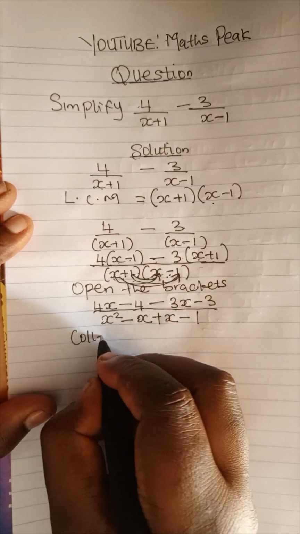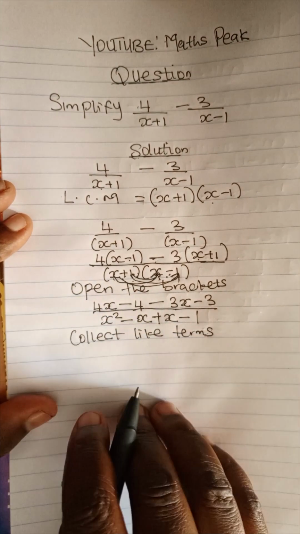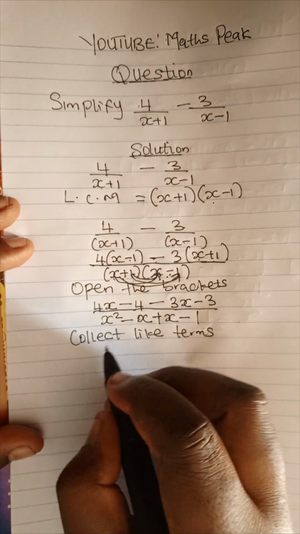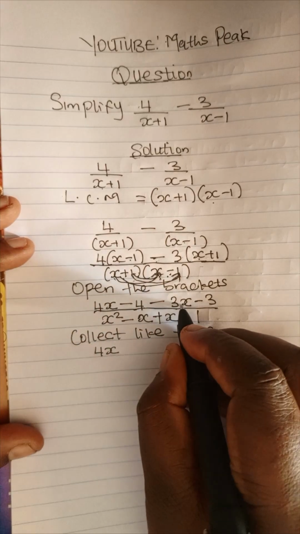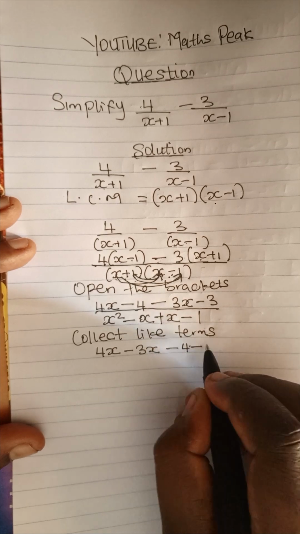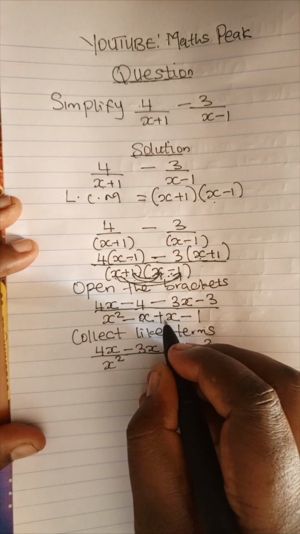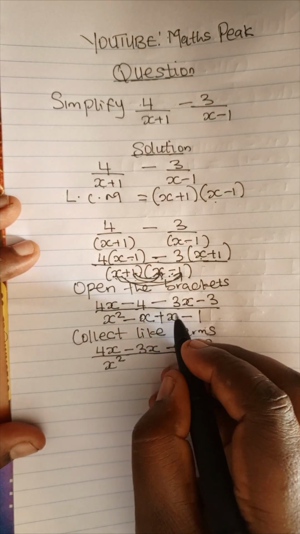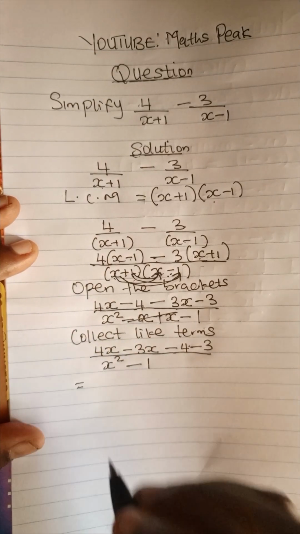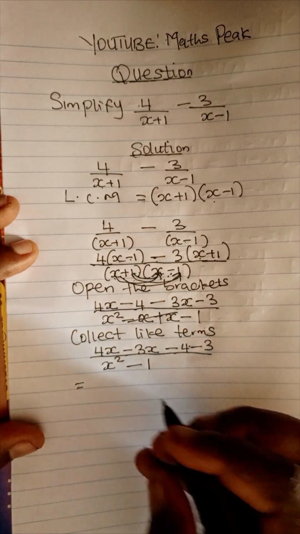Now we can collect like terms. We are not crossing any equal sign, so the signs remain the same. So we have 4x, we have 3x here, so minus 3x, minus 4 minus 3 over x squared. Now minus x plus x, same thing as saying minus 1 plus 1, you cancel, so minus 1. So this is equal to, now 4x minus 3x, that's 4 minus 3, will give us 1. So 1x is the same thing as what?